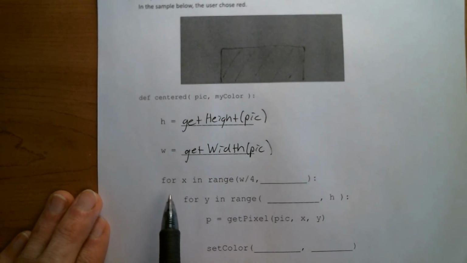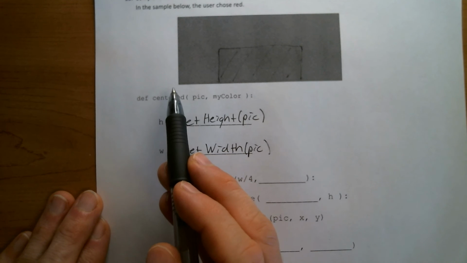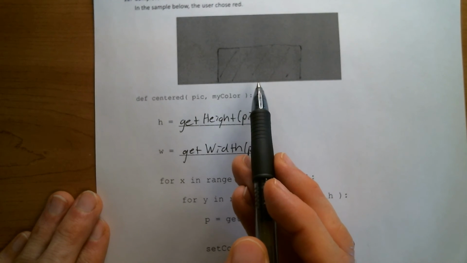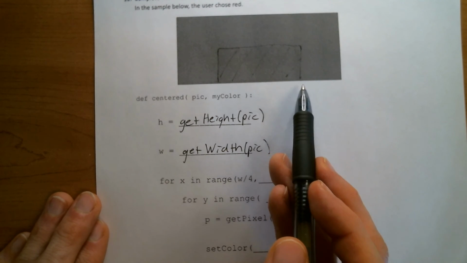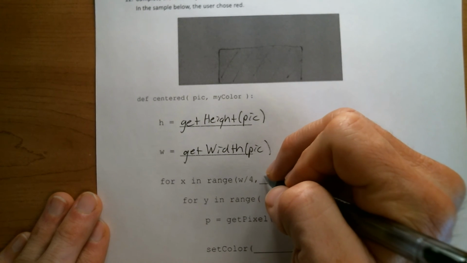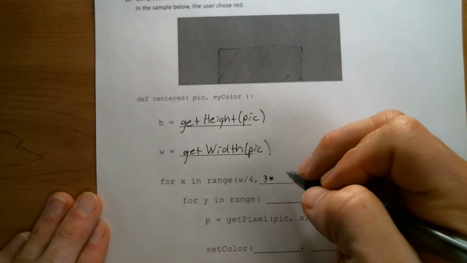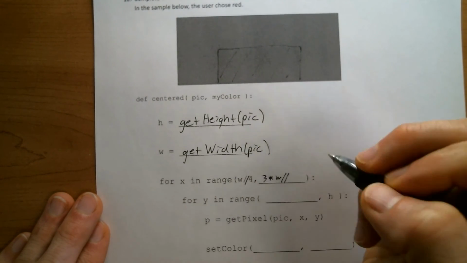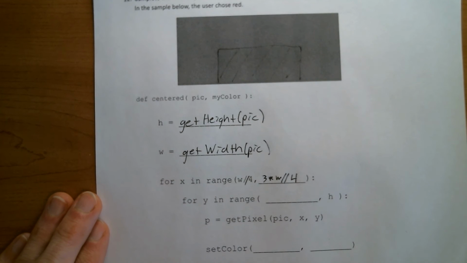Now, we can see that our X starts at W divided by 4, which is basically a quarter of the way through. And you can see that we're not stopping at the halfway point, we're stopping at the like 3/4 point. So this is just going to be 3 times W divided by 4, and actually both of these should be the double division, so I'm sorry about that, because we don't want to have decimals there.